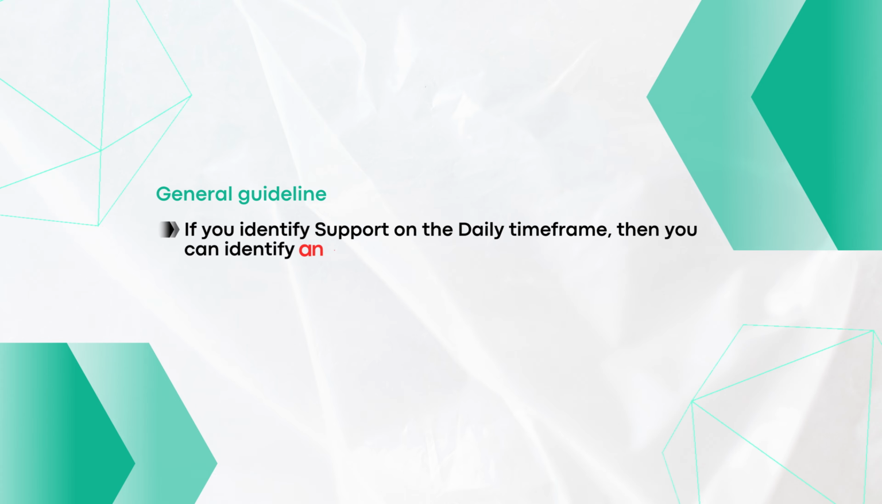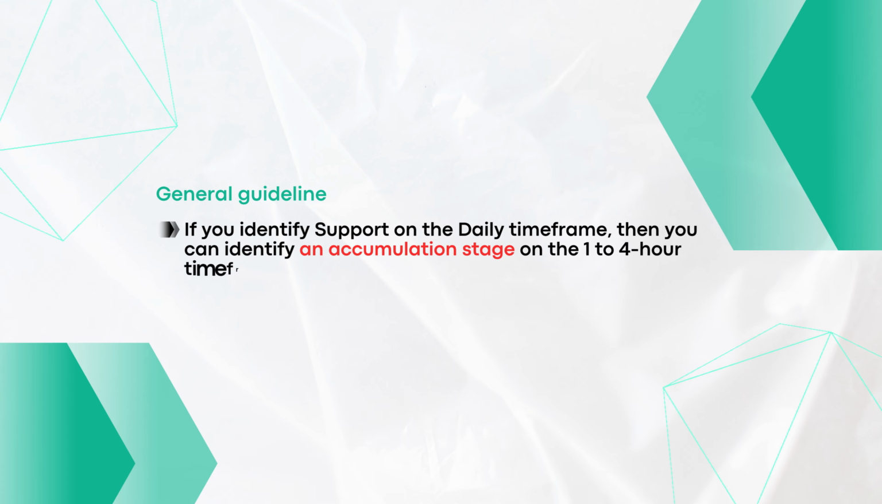Number 2. Identify an accumulation stage on the lower time frame. Then, go down to the lower time frame and identify an accumulation stage. What you want to see is for the lows of the accumulation stage to lean against support on the higher time frame. As a general guideline, if you identify support on the daily time frame, then you can identify an accumulation stage on the 1 to 4 hour time frame.